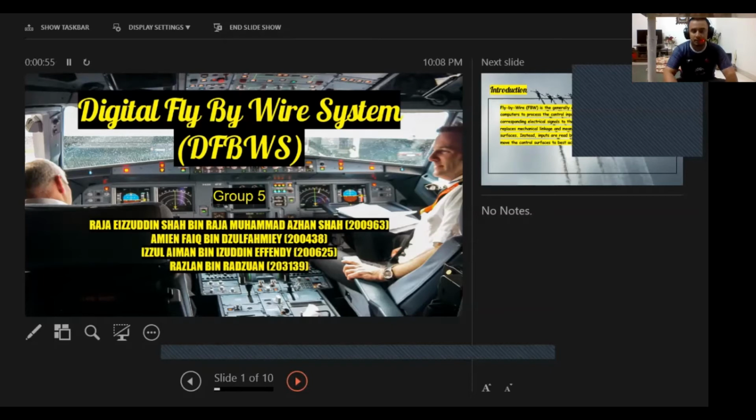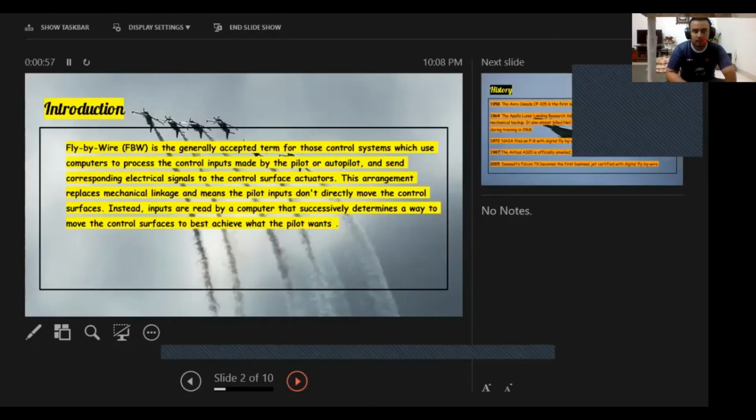For the first one, introduction. What is fly-by-wire? Fly-by-wire is a generally accepted term for the closed control system which uses computers to process the control inputs made by the pilot or autopilot and send corresponding electrical signals to the control actuators. These arrangements replace mechanical linkage and mean the pilot's input doesn't directly move the control surface.